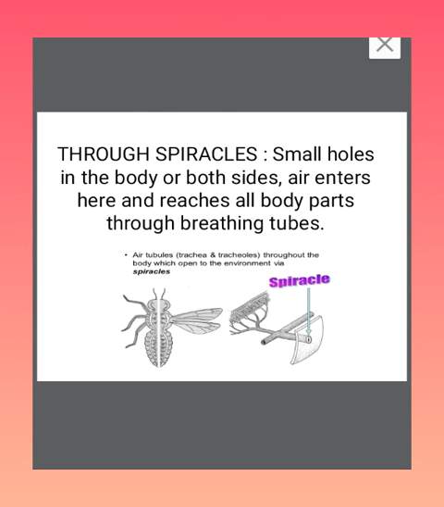Now, some animals breathe through body holes. Small holes on both sides of the body let air enter and reach all body parts through the breathing tube. Insects breathe through these tiny holes. And these tiny holes are called what? Spiracles, which are on both sides of the body. The air enters and reaches all parts of the body through small tubes called breathing tubes.